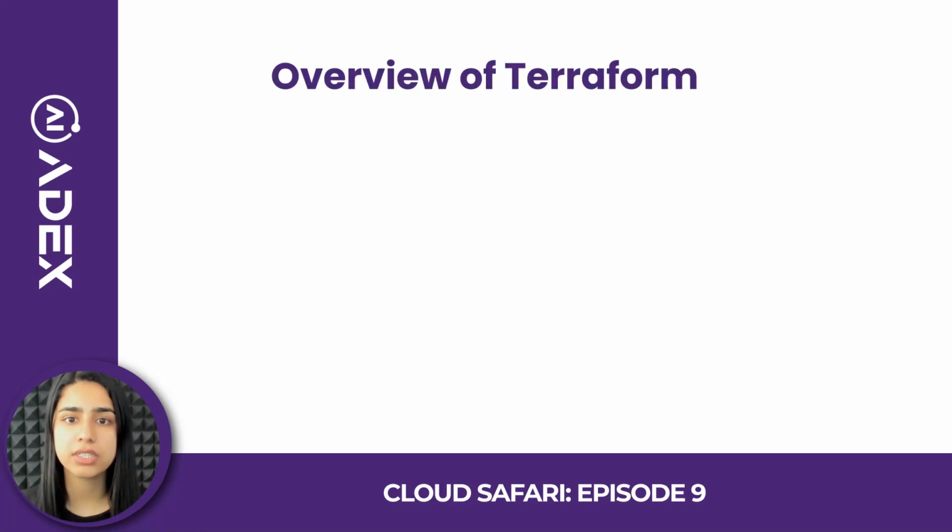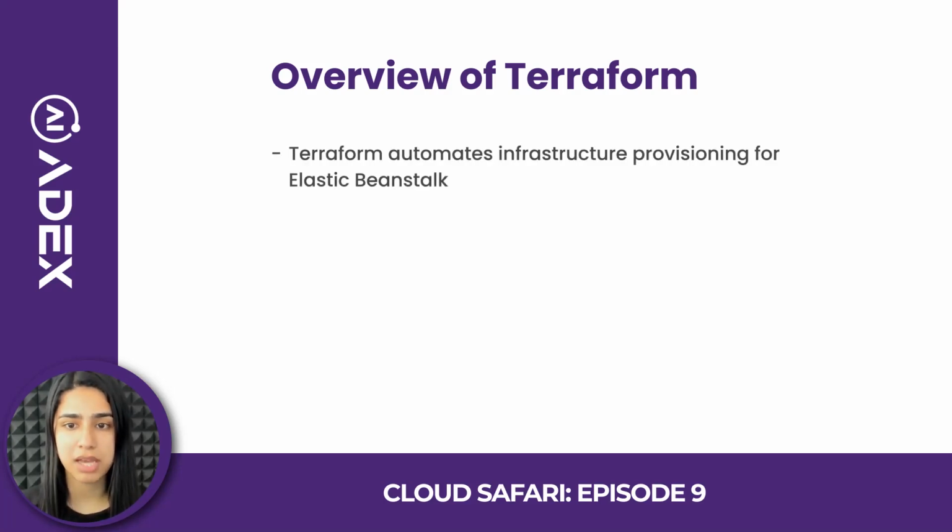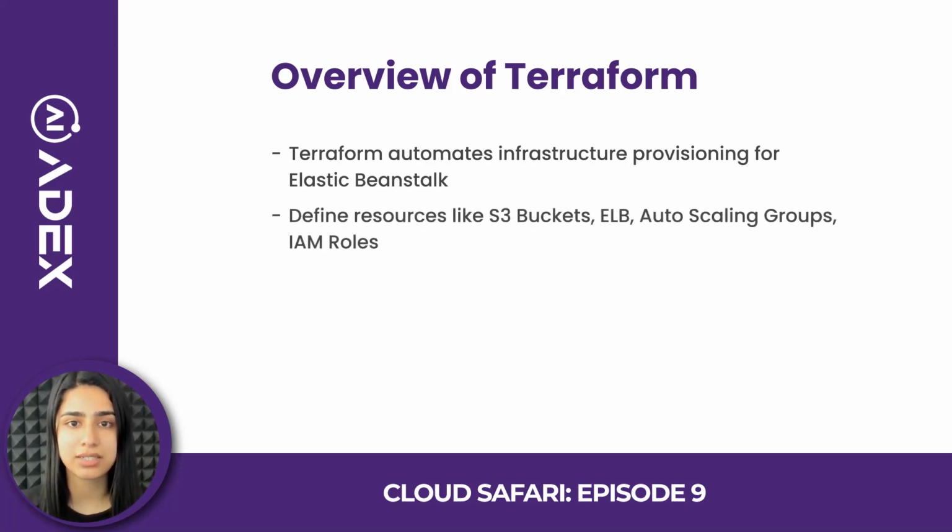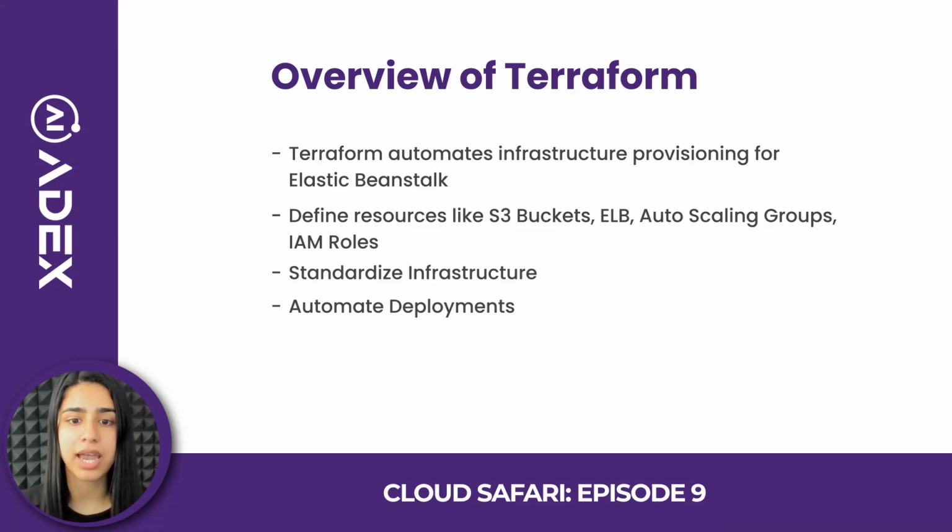We will configure the infrastructure using Terraform. So let's understand Terraform. Terraform is a powerful tool to provision and manage the necessary infrastructure in an automated, efficient, and repeatable way. Terraform allows you to define your Elastic Beanstalk environment along with all the supporting resources such as S3, load balancer, auto-scaling groups, and IAM roles. By using Terraform, you can standardize infrastructure, automate deployment, handle scalability, and improve efficiency.